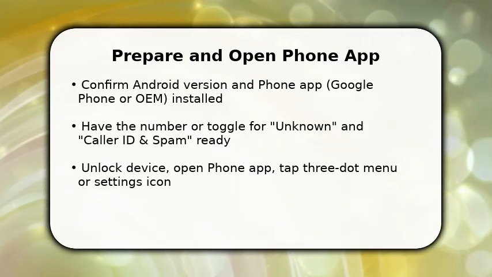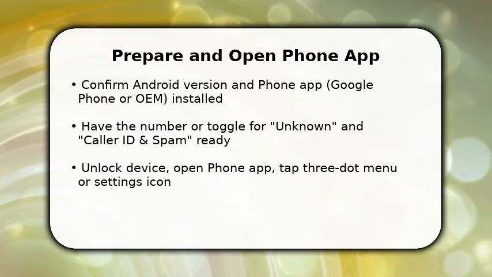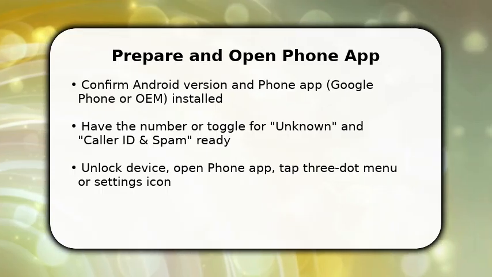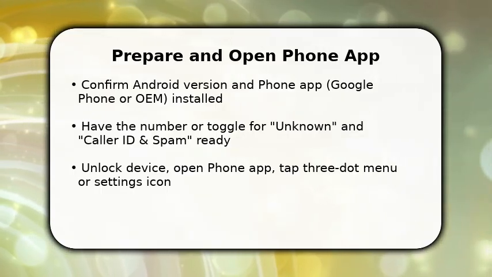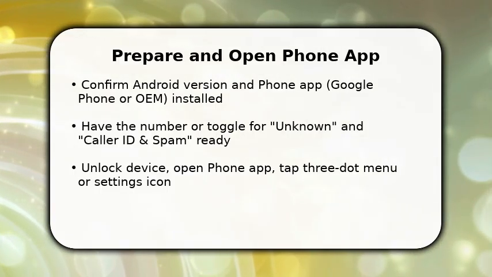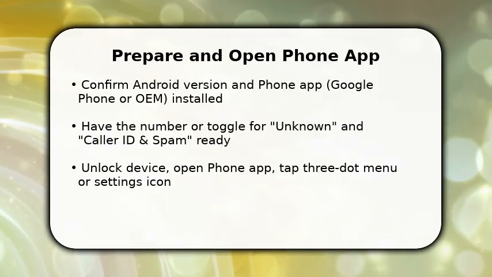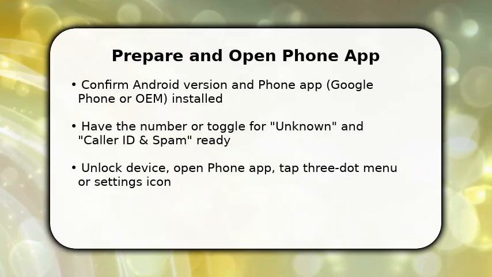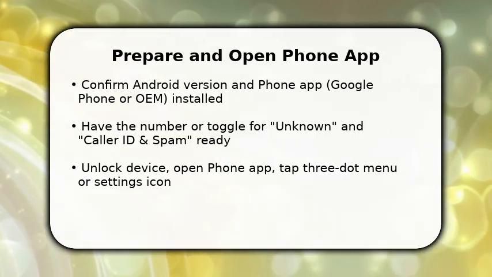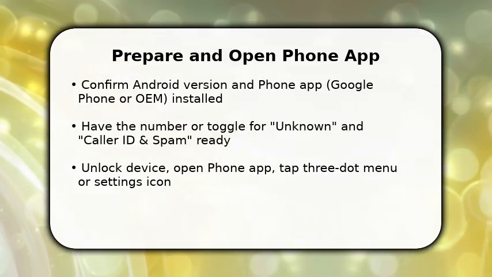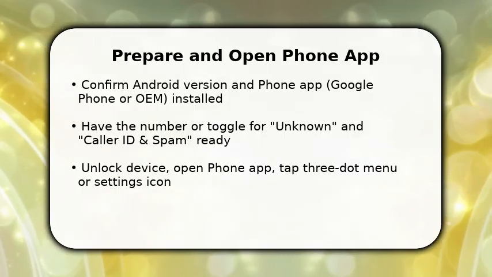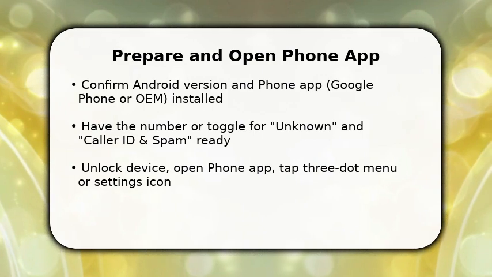You'll start by verifying prerequisites. Confirm your Android version and that the phone app is the default. Once done, unlock the phone and open the phone app directly. Tap the three-dot menu or the settings gear to access call controls because blocking options live there. Make sure caller ID and spam or call blocking is visible. If not, update the phone app. Now pause only to allow permissions if prompted, then proceed to the call blocking section to begin action.